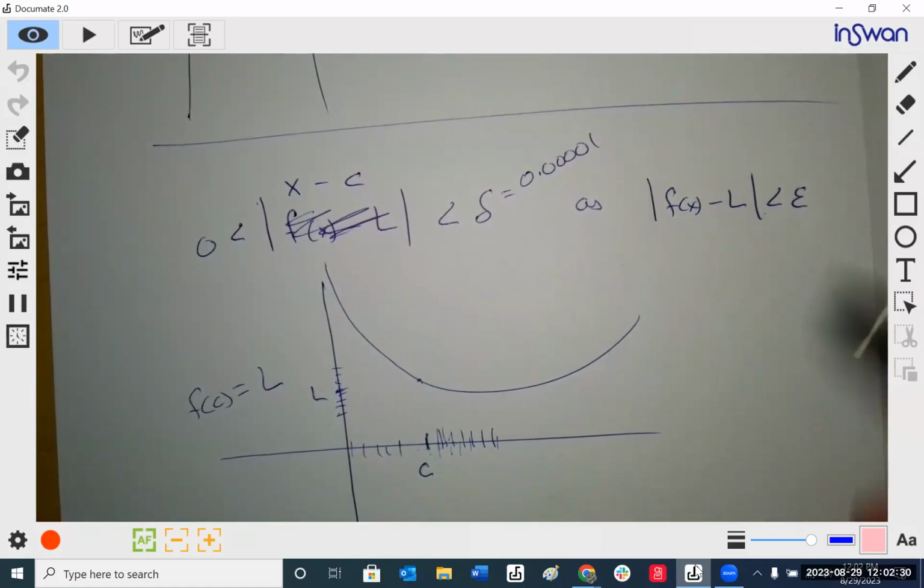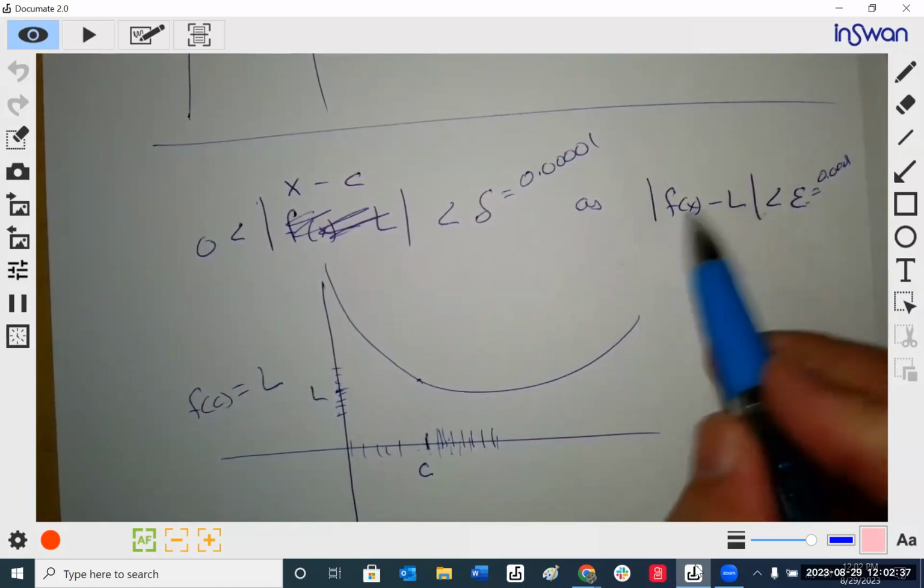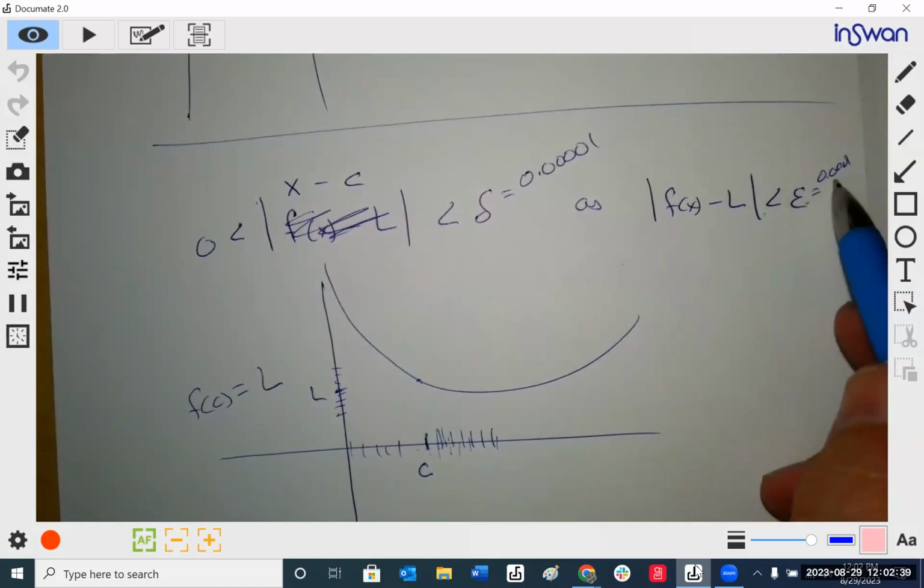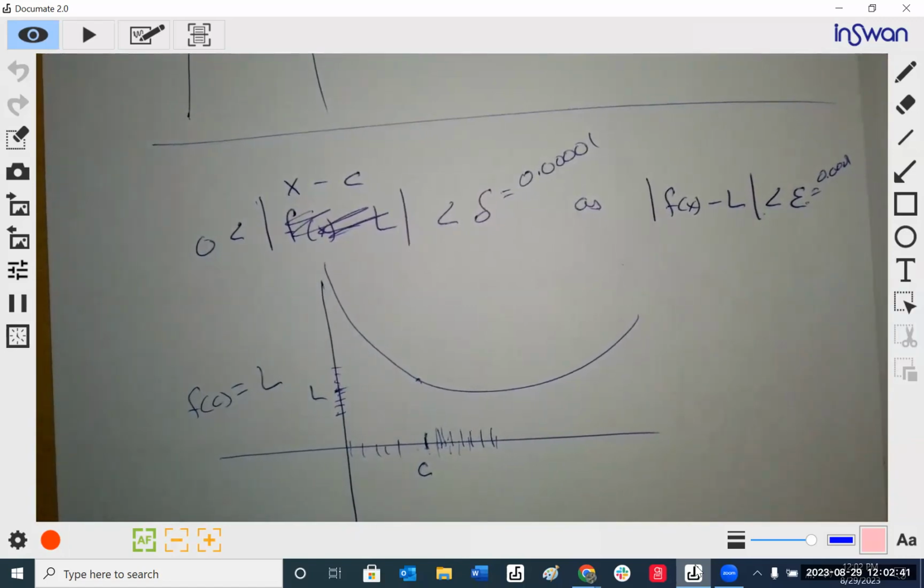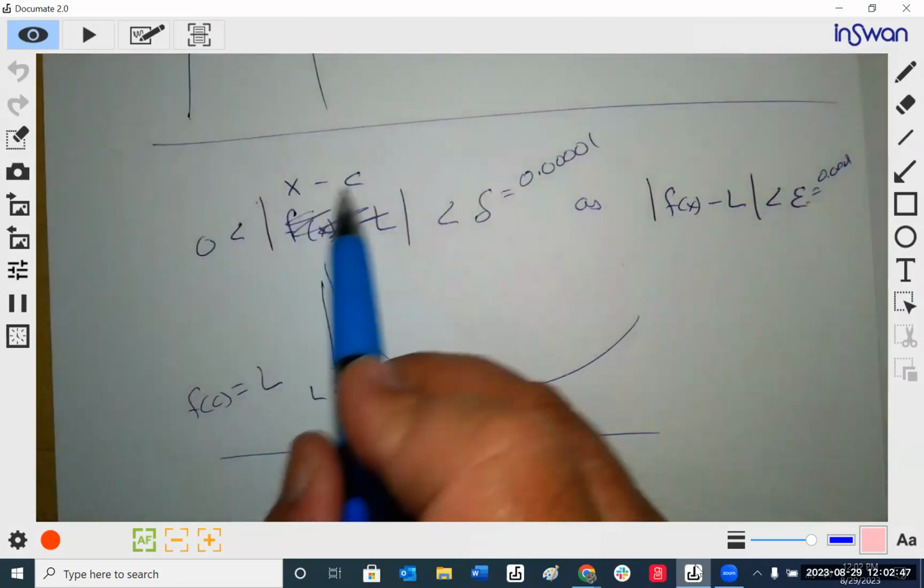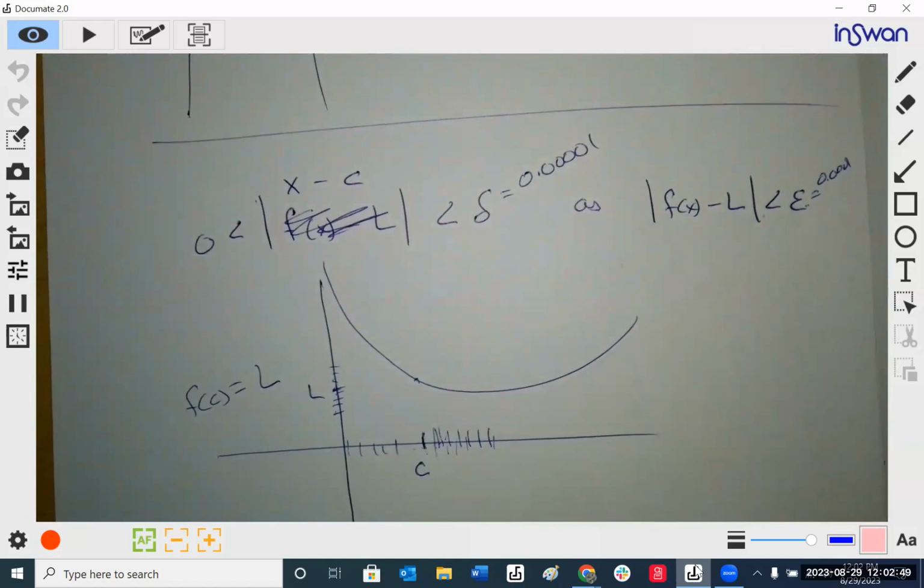Because as epsilon gets mighty small also, infinitely small, this difference, if it's less than this, it has to get closer to zero faster. That's what we have to do, because first off, we have to find these values. And then we do it algebraically. And that's what we're gonna do next time.